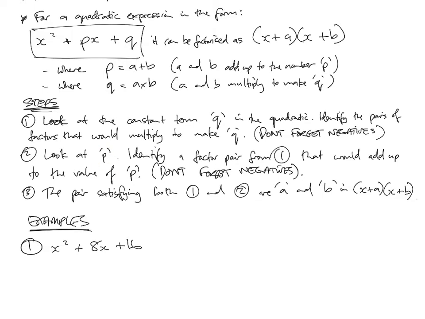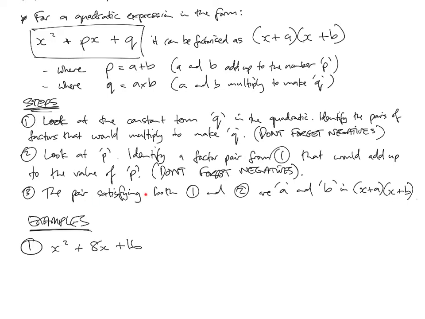So after you've decided on the factors that multiply to make q without forgetting negatives, step 2, look at the number p in front of x. Identify a pair of factors from your thinking. You could write it down on the side of your working out from step 1. And identify a pair that would actually add up to the value of p. Also, again, don't forget the negatives. So you have to be careful with your negative numbers to do this properly.